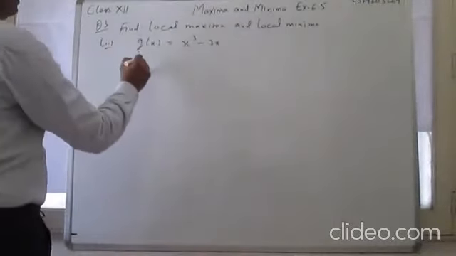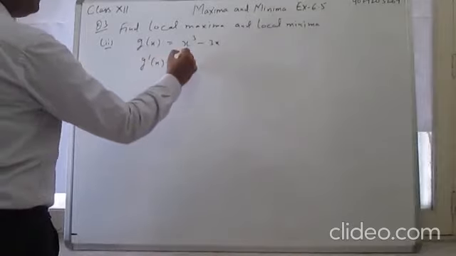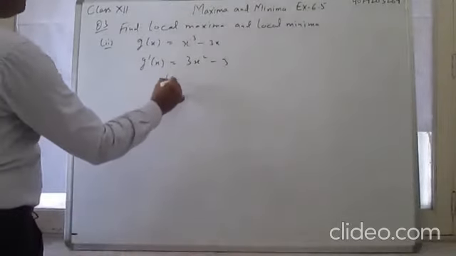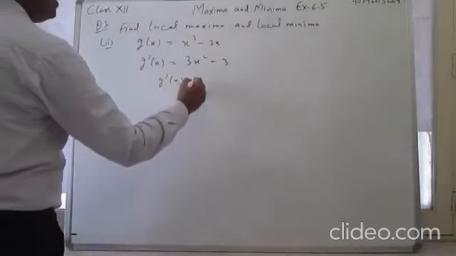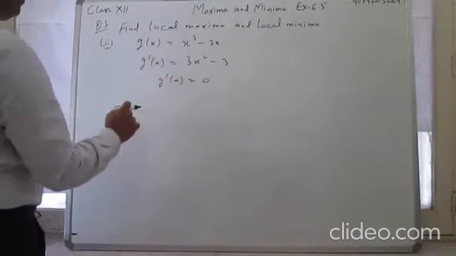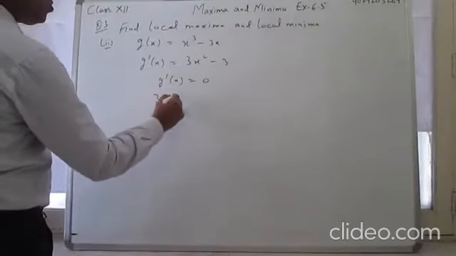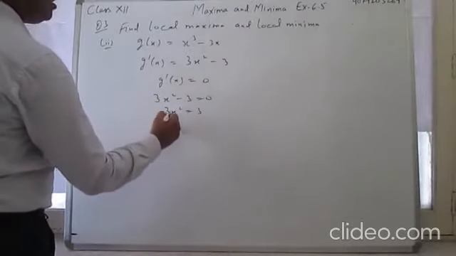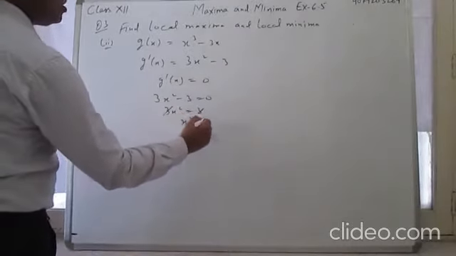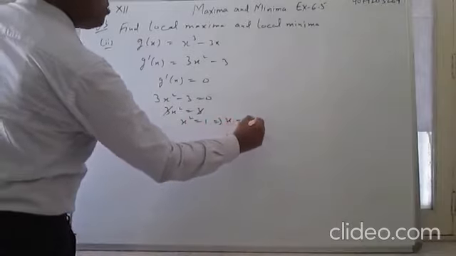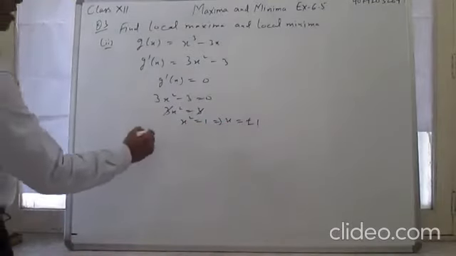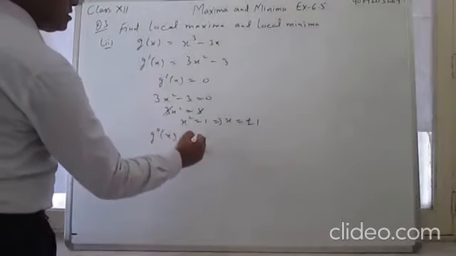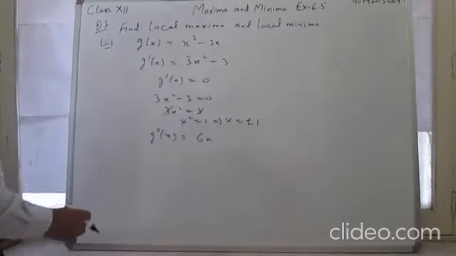So first we find g dash x, 3x square minus 3. Now find the values of x. So make g dash x equal to 0. 3x square minus 3 is equal to 0. 3x square is equal to 3. x square is equal to 1. This implies x is equal to plus minus 1. Now double differentiate: g double dash x is 6x, and the derivative of 3 is 0.